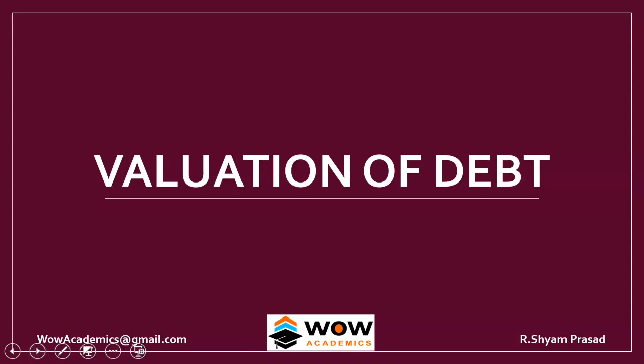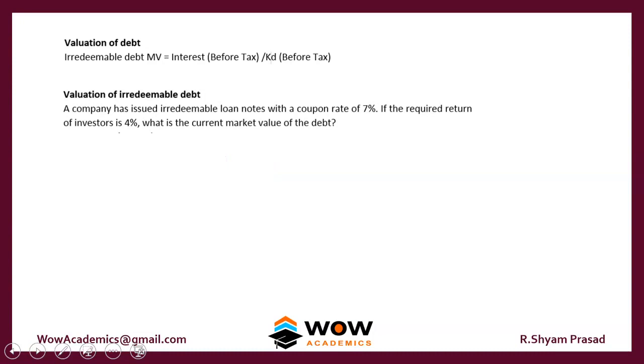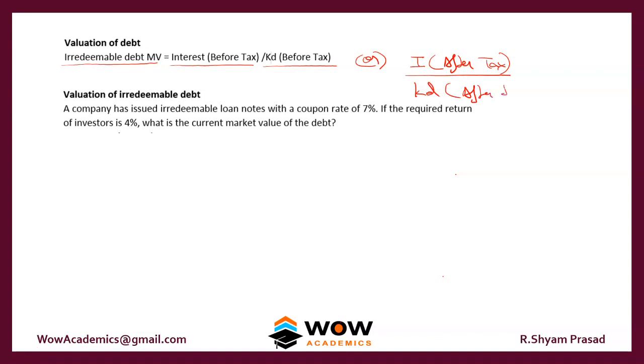We'll move on. So here we have come to the valuation of debt. The valuation of debt has different workings. The first one is irredeemable debt. So it works like this. The market value of an irredeemable debt is interest before tax divided by KD before tax. Or else you can also work it like this: if it's going to be interest after tax, then your KD should also be after tax.